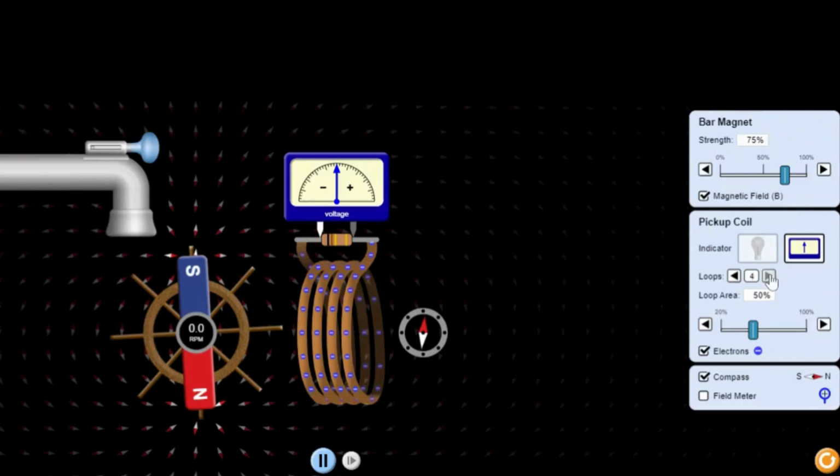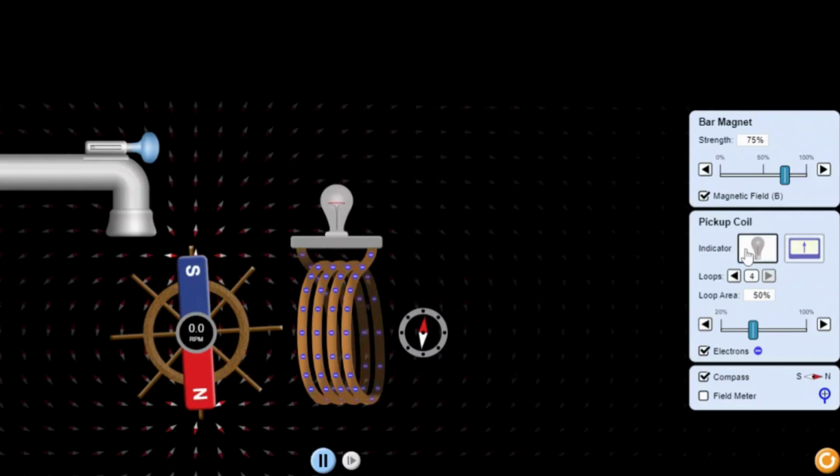The induced current is then used to power a light bulb and a voltmeter, allowing students to observe the effects of the induced current in real time. Key components of the simulation.